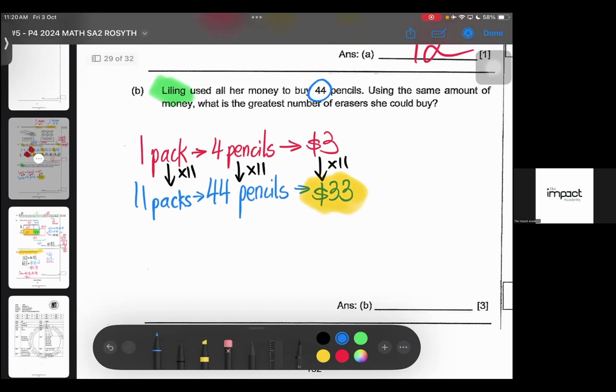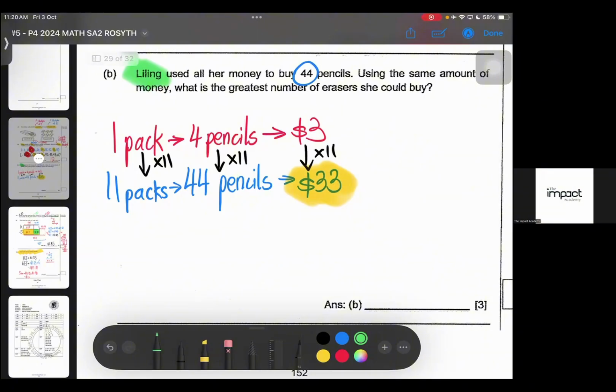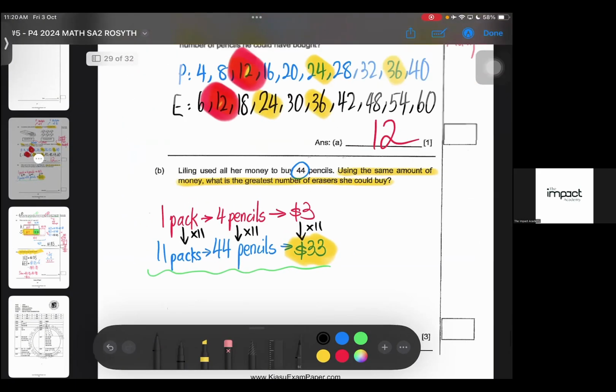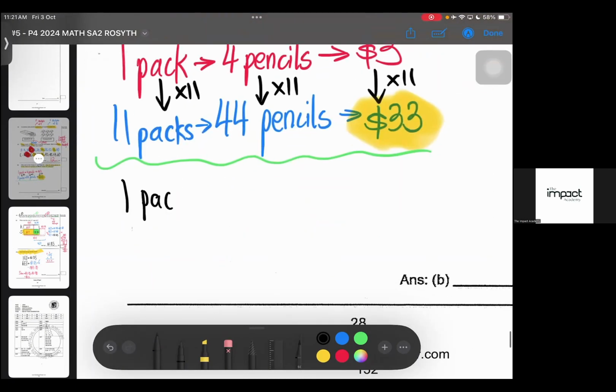Do you understand? Well, the question is not asking us for how much she spent. Can you all read the question for me, please? The question says: using the same amount of money, what is the greatest number of erasers she could buy? Very good. Let's go and write down one pack of erasers. One pack, how many erasers do I have? Can somebody help me with this?